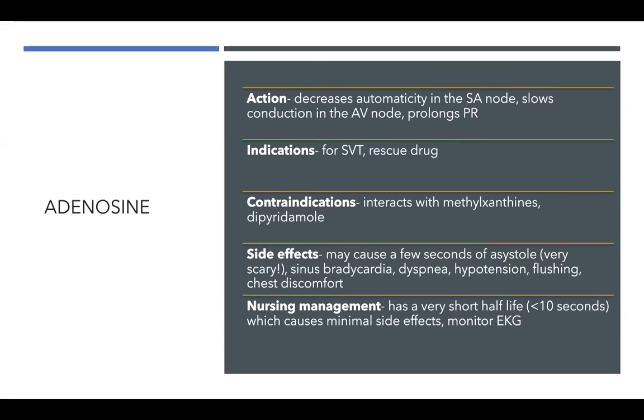Some contraindications are going to be that it interacts with methylxanthines and dipyridamole. So side effects are that you may see asystole for a few seconds. And then there's going to be sinus bradycardia, dyspnea, hypotension, flushing, and chest discomfort. You are essentially stopping the heart when giving this drug to convert it back into a normal rhythm.